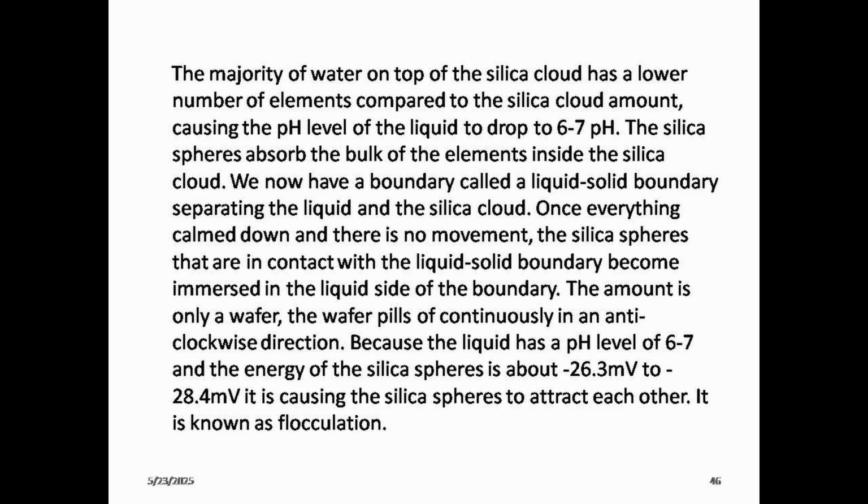The amount is only a wafer, continuously in an anti-clockwise direction. Because the liquid has a pH level of 6 to 7, and the energy of the silica spheres is about negative 26.3 millivolts to negative 28.4 millivolts, it is causing the silica spheres to attract each other. It is known as flocculation.